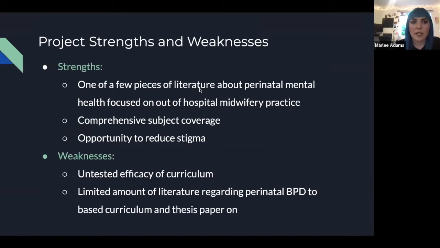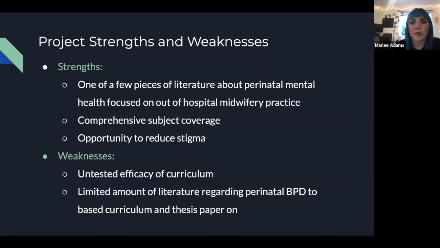Before we move into the case study, I just wanted to go over the project's strengths and weaknesses, because I think it's important to be self-reflective. So the strengths of this project is that it is one of the few pieces of literature about perinatal mental health that focuses on an out-of-hospital midwifery practice. Most of them are looking at nurse midwives or OBs who are hospital-based.